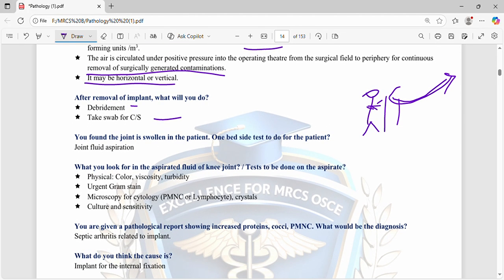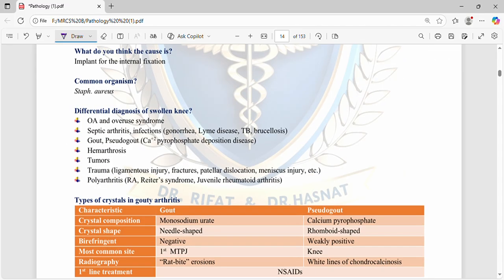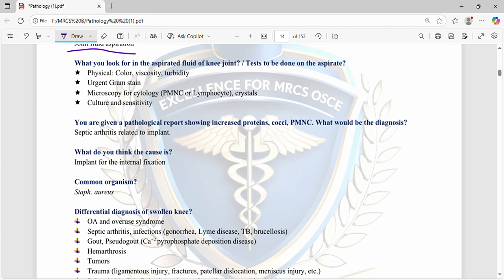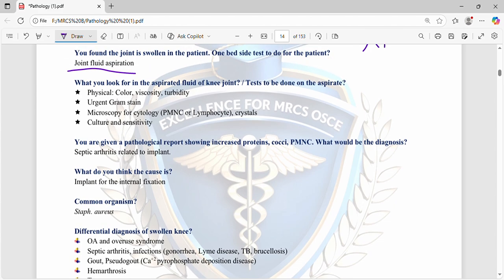You found the joint is swollen in the patient. One bedside test to do is joint fluid aspiration. What do you look for in the aspirated fluid of the knee joint? Tests to be done on the aspirate: physical examination of the joint aspirate, routine examination: color, viscosity, turbidity, urgent Gram stain, microscopy for cytology, polymorphonuclear cells or lymphocytes, look for crystals as well, culture and sensitivity.